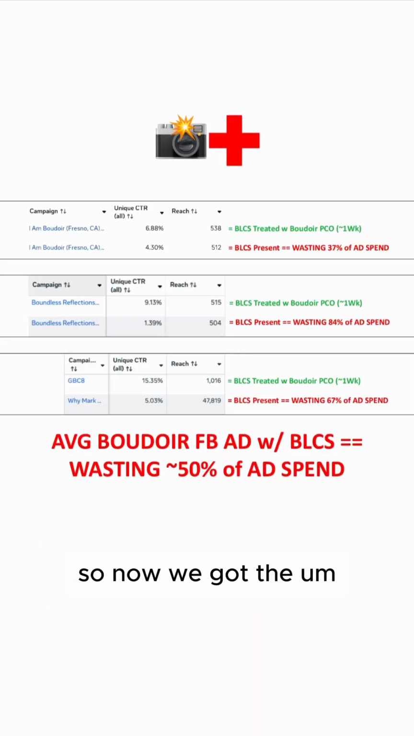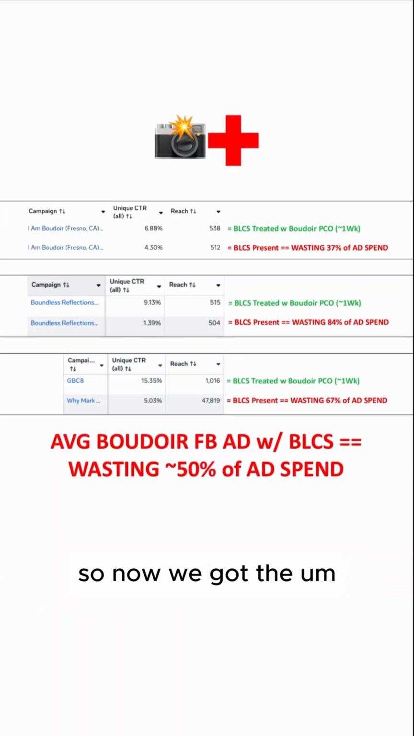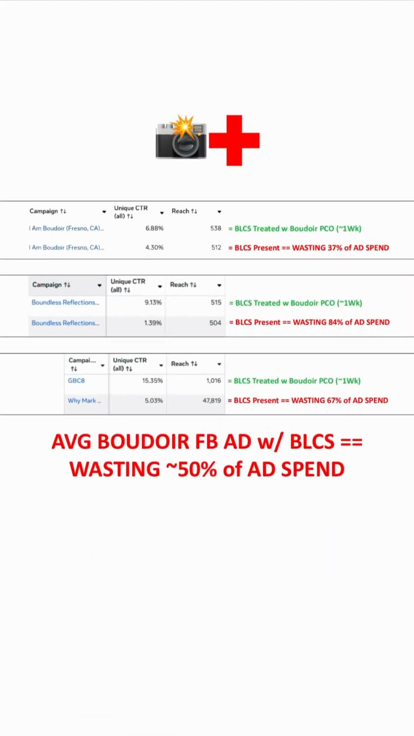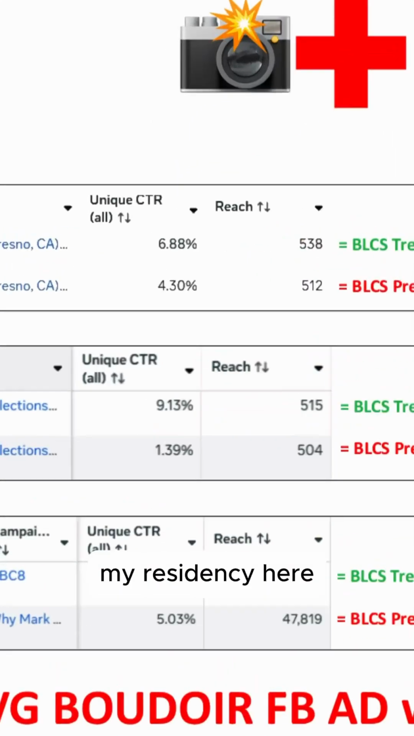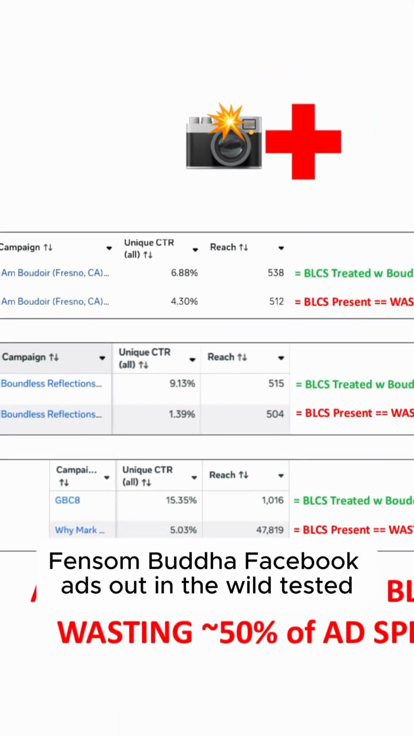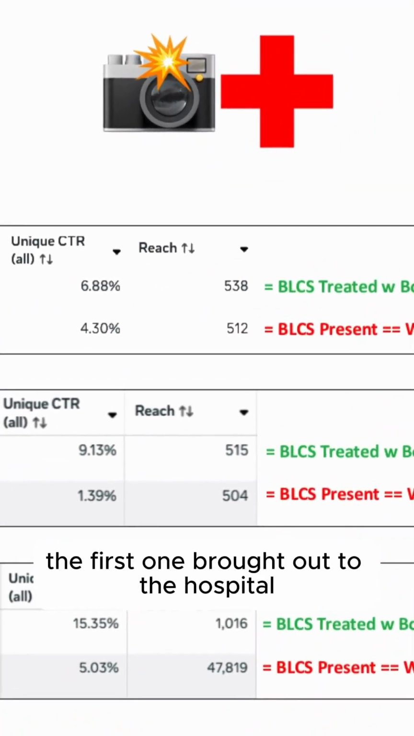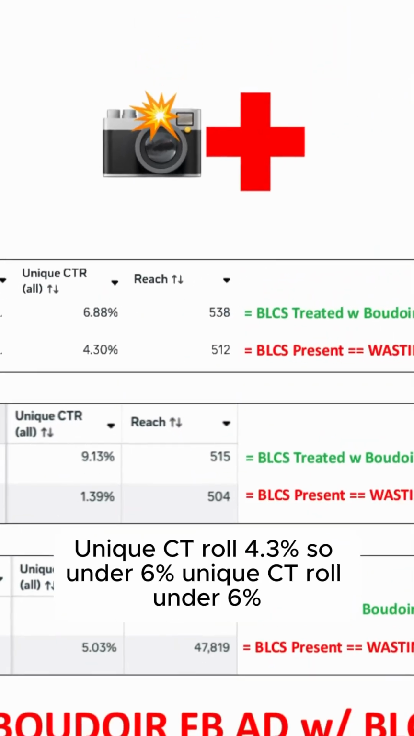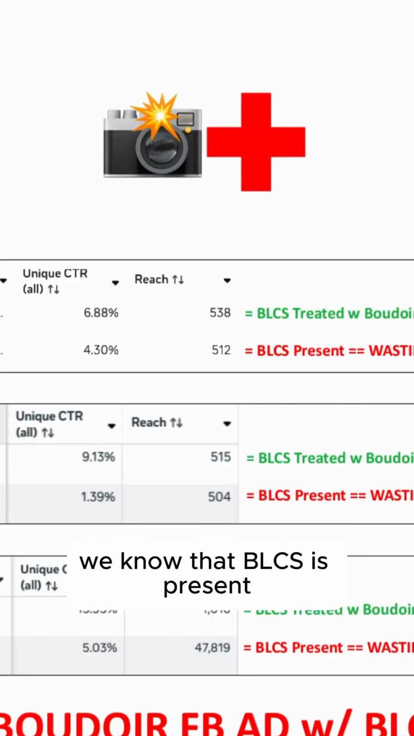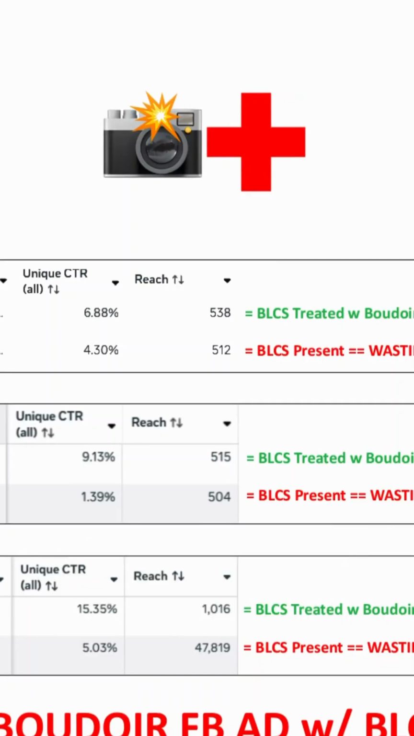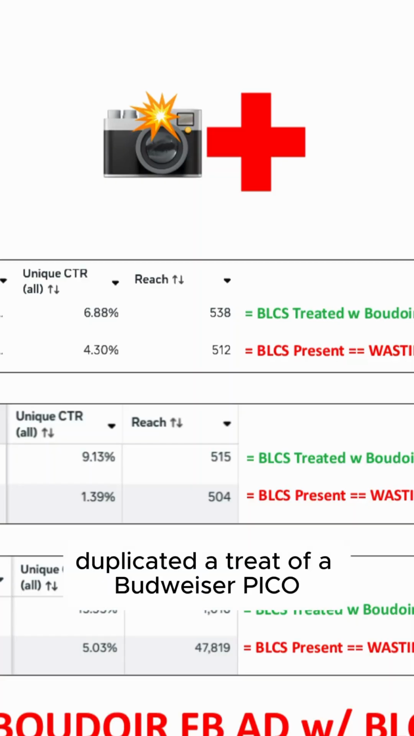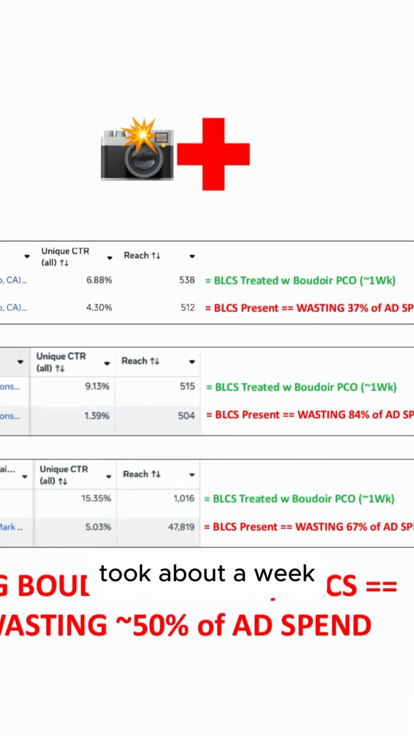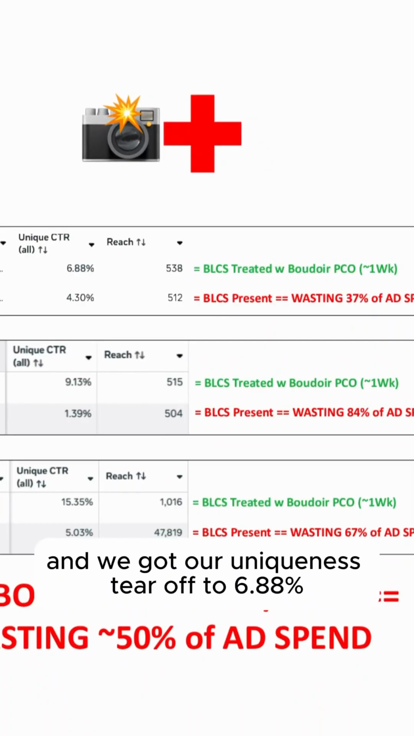So now, for my residency here, I found some Boudoir Facebook ads out in the wild. Tested the first one, brought it to the hospital. Unique CTR 4.3%, so under 6%. We know that BLCS is present. We duplicated it, treated it with Boudoir Pico. Took about a week, and we got our unique CTR up to 6.88%.